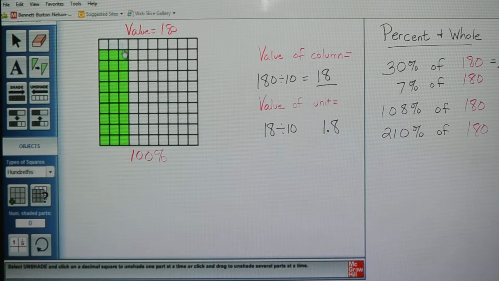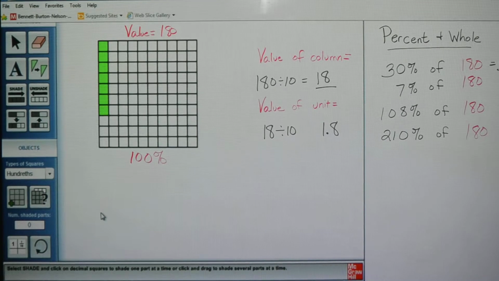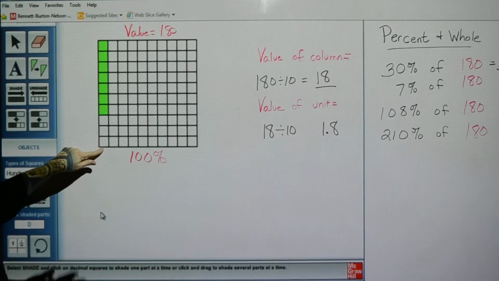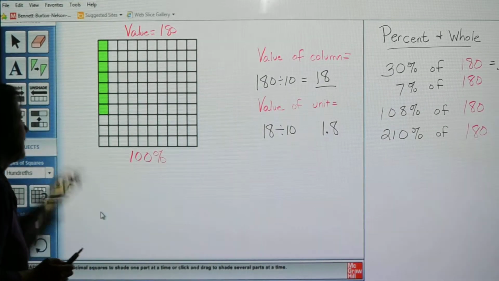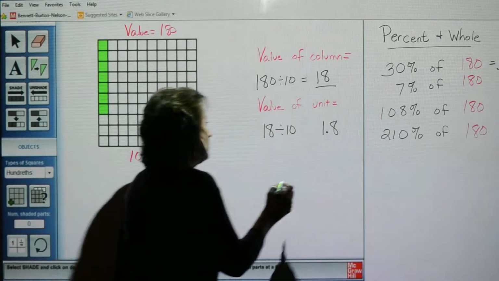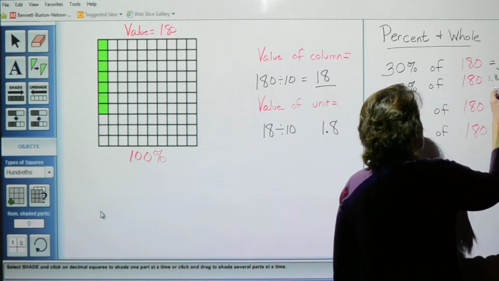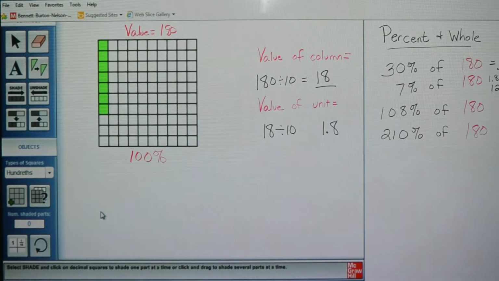Right? Let's change the coloring here. Unshade. Now we want to shade in 7%. It means I'm going to shade in 7 blocks. What am I going to use to figure this one out? Well, I don't want to use the 18 because that's for the whole column, and I don't have a whole column. Okay? So I'm going to use my unit. Each one of these is worth 1.8, and I have 7 of them. So I'm going to do 1.8 times 7, which equals 12.6.